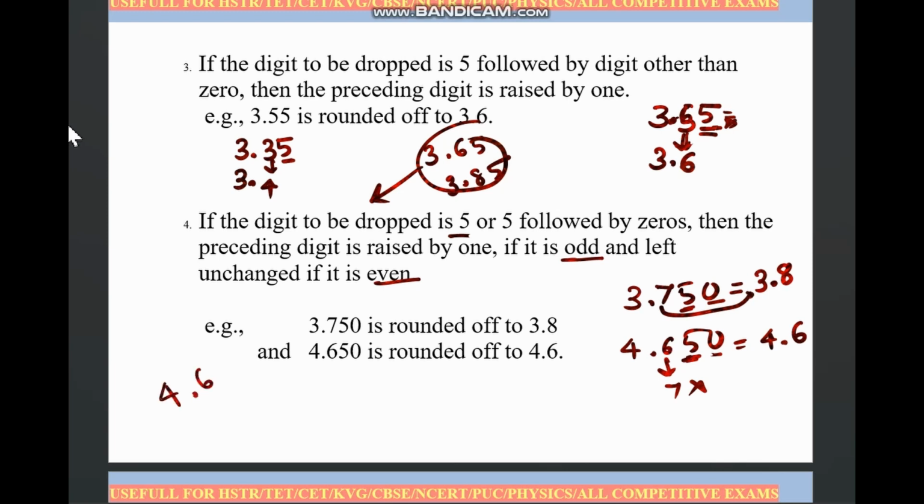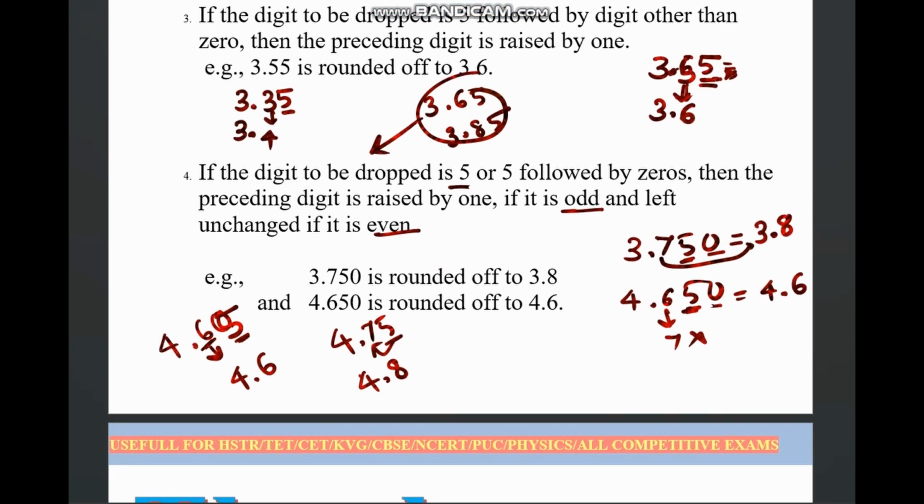It will remain as it is, 4.6, because that is based upon whether it is odd or even. See here in 4.65, this 5 is equal to 5, and normally if it is greater than or equal to 5, then the previous digit is raised by 1, but in this case this previous digit is an even number, so it will remain unchanged. In case of 4.75, the previous digit of this 5 is 7, which is an odd number. In that case it will be rounded off to 4.8. This is a very important rule of rounding off.